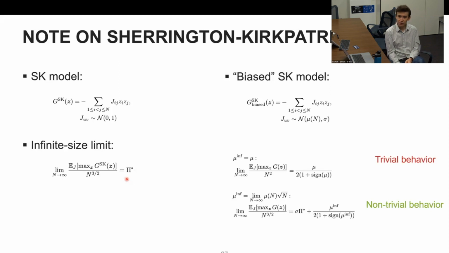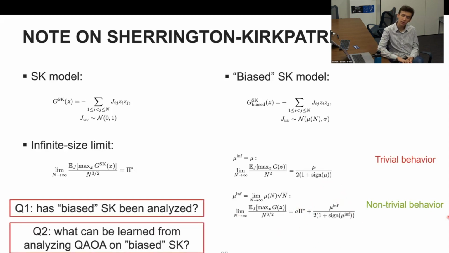Now, what we find is that if mu decays as 1 over root n, then we get some non-trivial behavior. So we get some contribution from something that looks like an unweighted problem. So you have the Parisi constant there, and then you have the second term in this limit. Now, perhaps this exists in the literature somewhere, but we couldn't find it, so we rederived it as a natural thing to consider next.